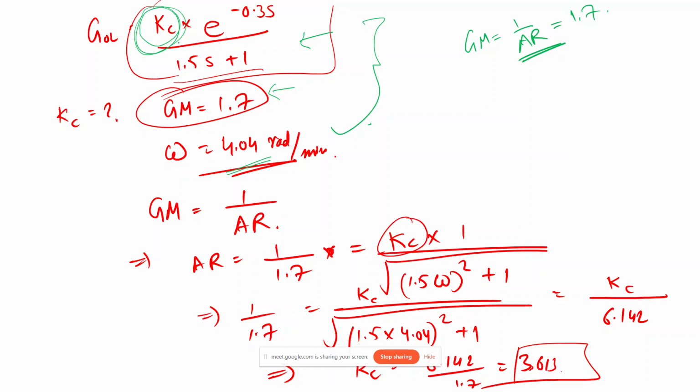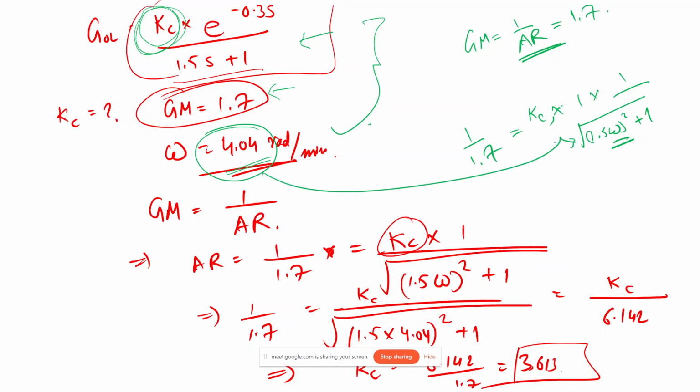There are three terms in this open loop transfer function. So the amplitude ratio will be the multiplication of the individual amplitude ratios of each of these three terms. For Kc, the amplitude ratio will be simply Kc. For e raised to minus 0.3s, the amplitude ratio will be 1. And for the term 1 upon 1.5s plus 1, the amplitude ratio will be 1 upon under root of omega square tau square plus 1, that is 1 upon under root of (1.5 omega) whole square plus 1. This will be equal to 1 upon 1.7. Now the value of omega we have been given in the question as 4.04. So we replace it in this equation and then simply calculate the value of Kc. It will come around 3.613.